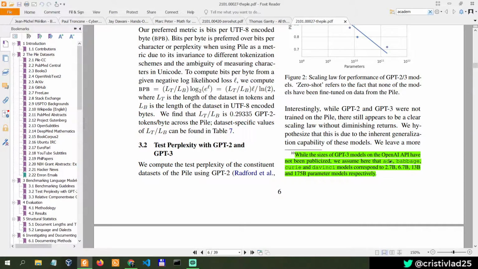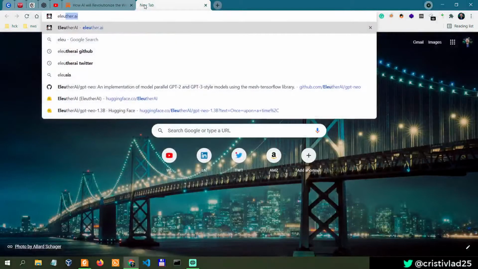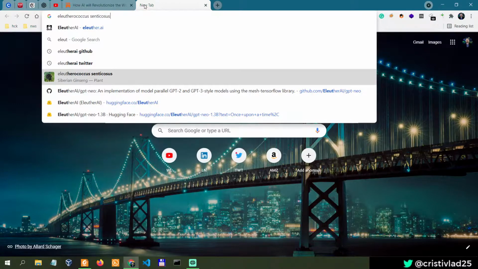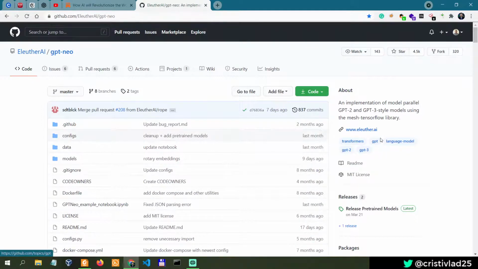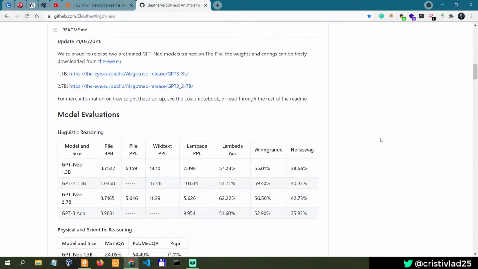So in this case, Ada, with 2.7 billion parameters, would be compared with EleutherAI's GPT Neo 2.7, this one with 2.7 billion parameters. GPT-3 Ada.